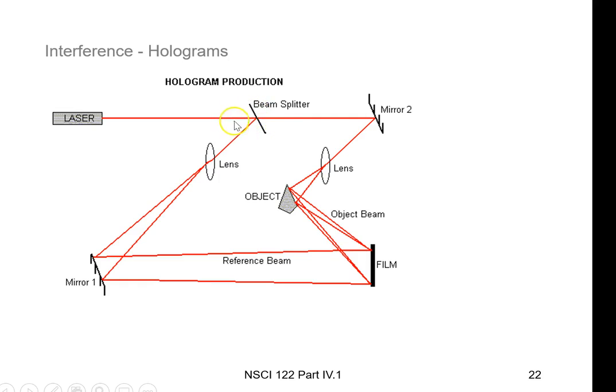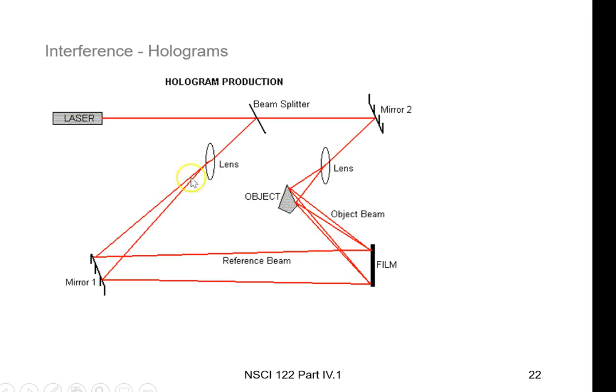And part of that beam then, let's trace the part that reflects. So it's going to reflect down this way. Now we have to spread the beam out. So that's what the role of this lens is. It's just to make the light spread out, diverge.